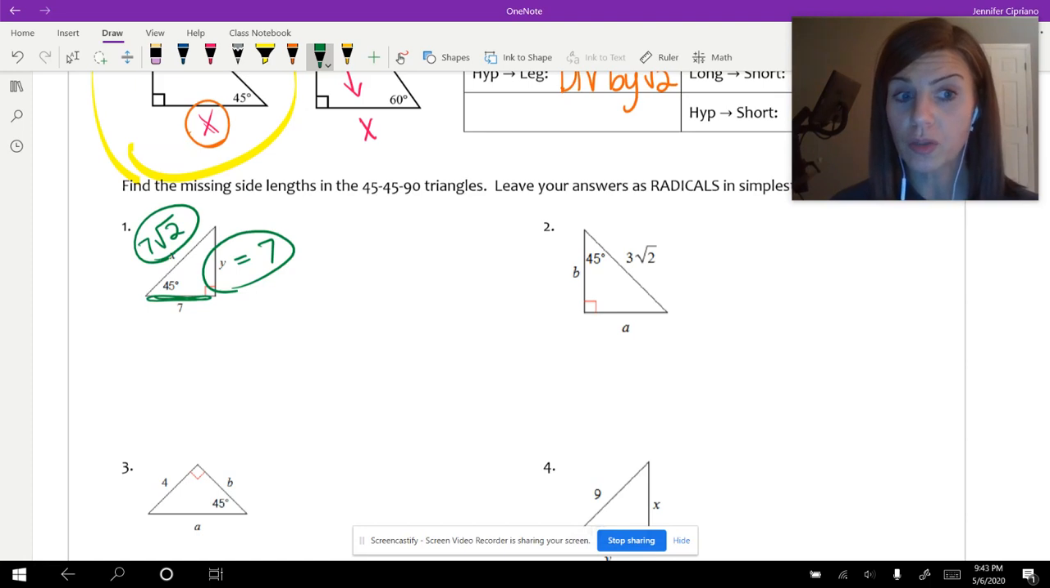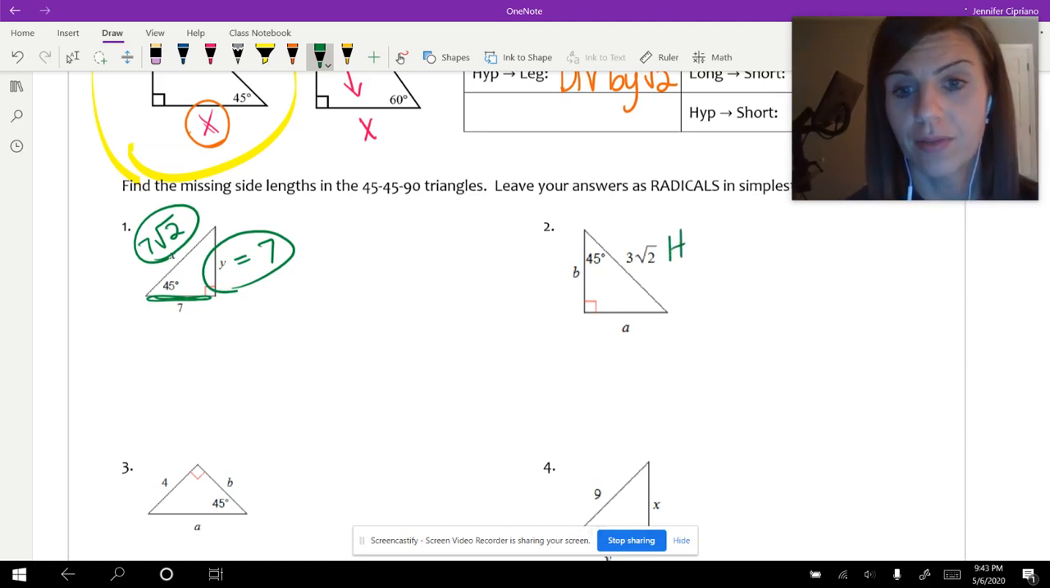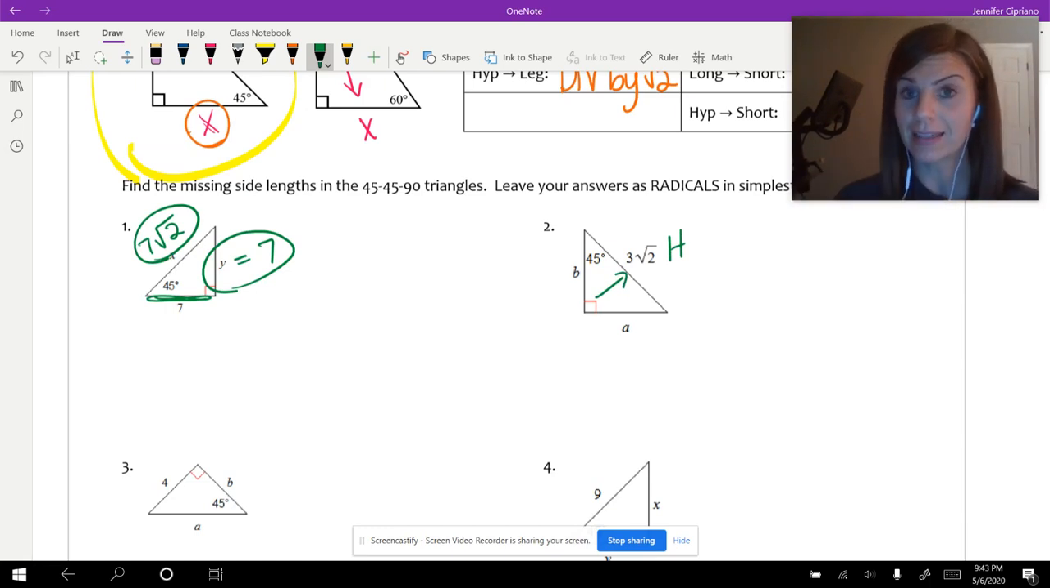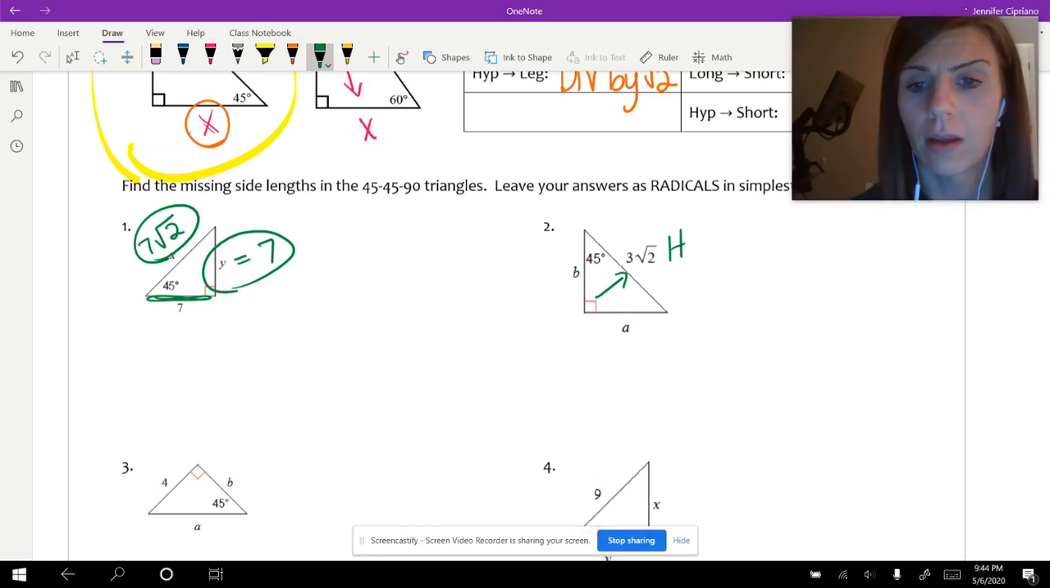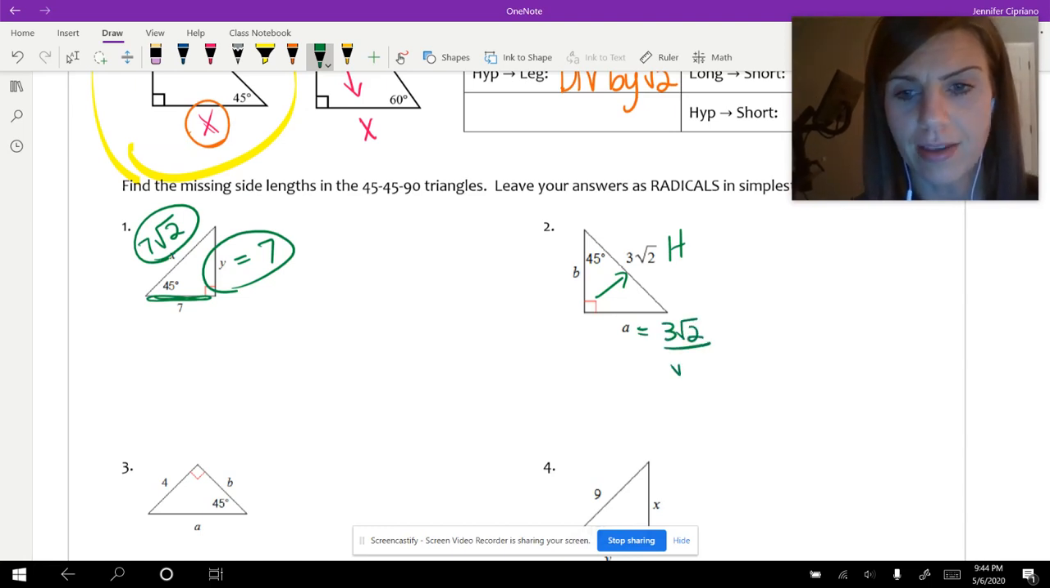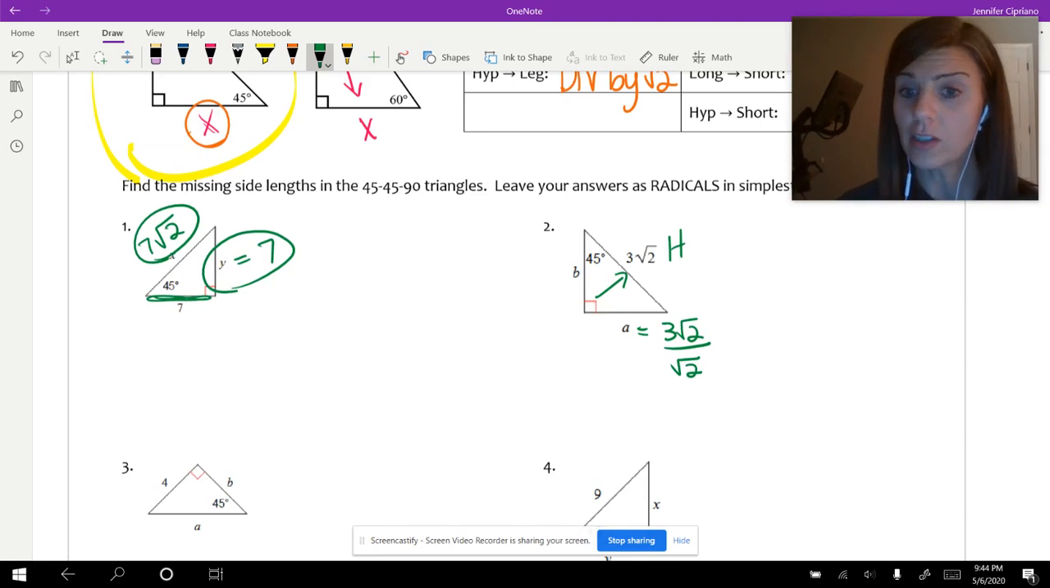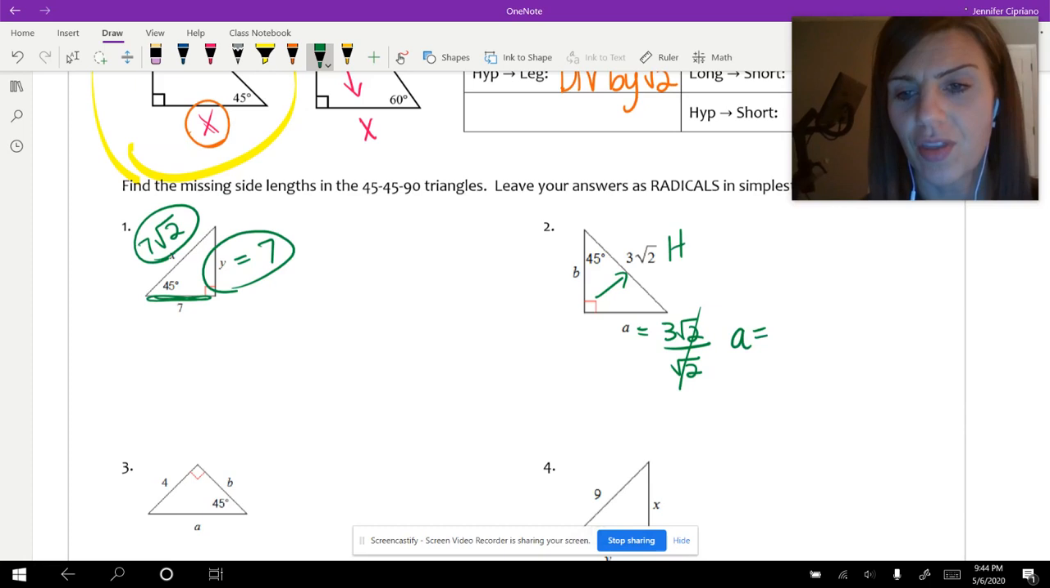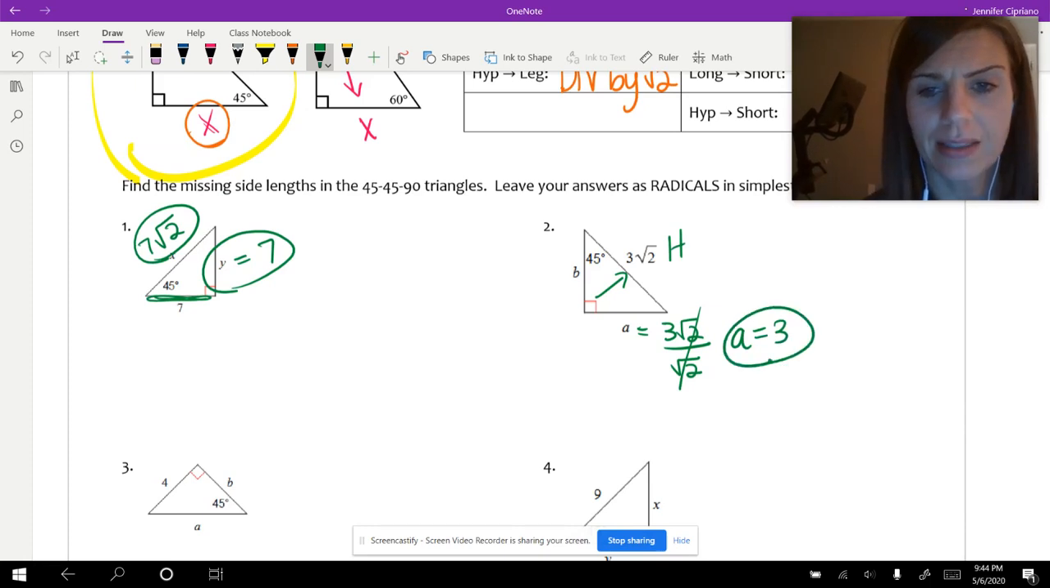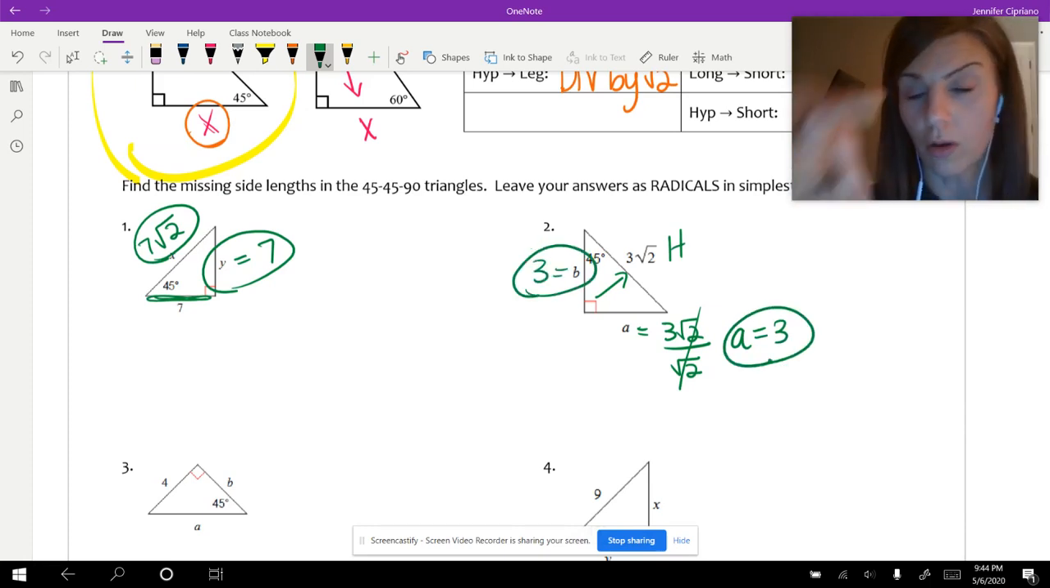In number 2, this time we're given the hypotenuse. This is across from the 90-degree angle. In order to find one of the legs, remember the legs are going to be the same, so once we find one, we have the other. In order to find the leg, we need to divide that hypotenuse measurement by the square root of 2. In this one, our square roots actually cancel out, and so we just get that the leg is 3. That means that the other leg is also 3.